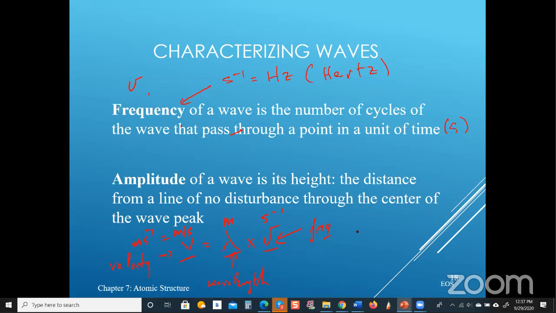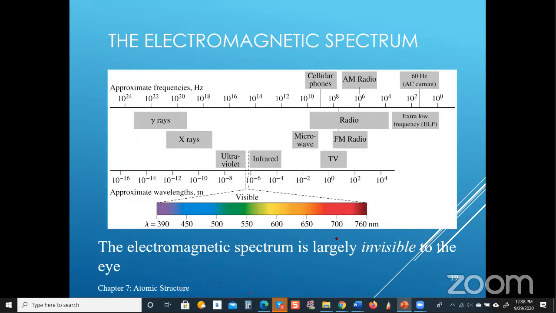Now, when it comes to electromagnetic radiation, it turns out that the velocity is equal to a constant c, which is equal to 3.00 times 10 to the 8 meters per second, all right? So that is the speed of all forms of electromagnetic radiation in a vacuum, all right? So it doesn't matter what type of radiation it is. As we're going to see on the next screen, you have various forms of radiation.